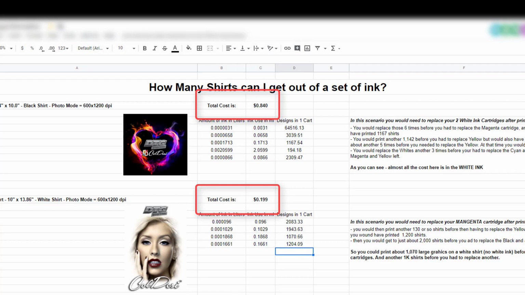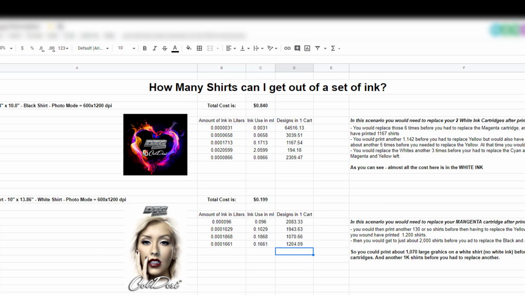Now, I did the same thing with this design on a white shirt. You'll notice a big difference here because you do not have to lay down white ink. What you're going to get when you do a design like this, most of the time, the white ink on a dark shirt is going to equal the usage of all of the other inks. With a white shirt, generally, you're not using white ink. You'll see you've got a zero line here.